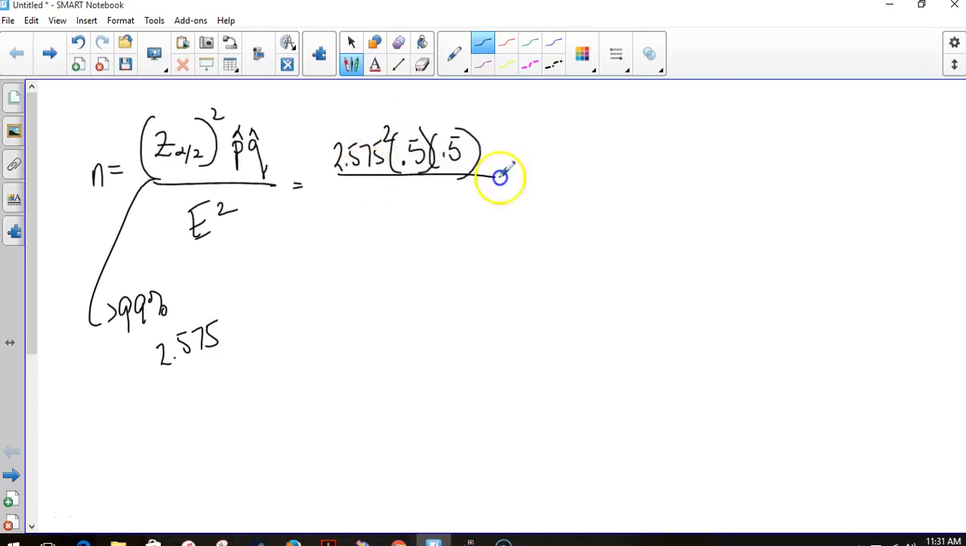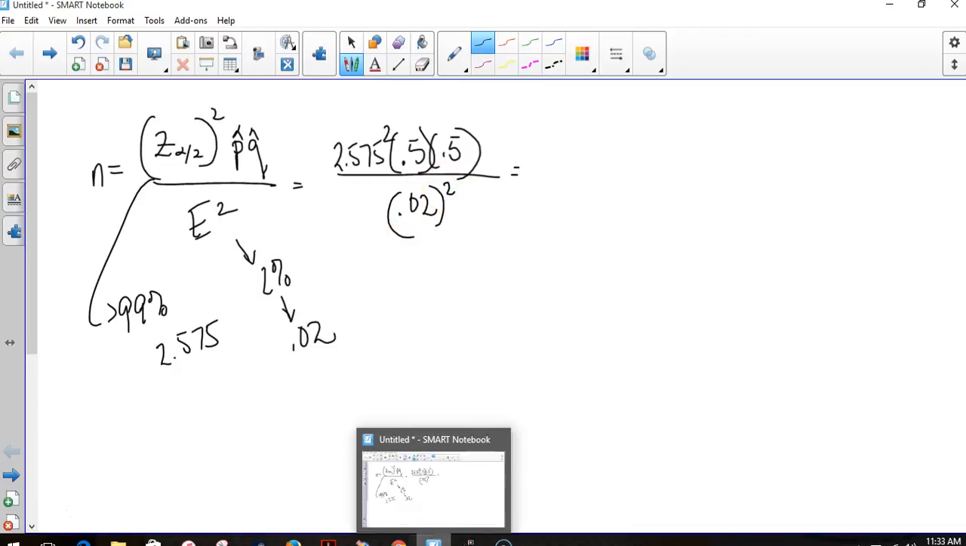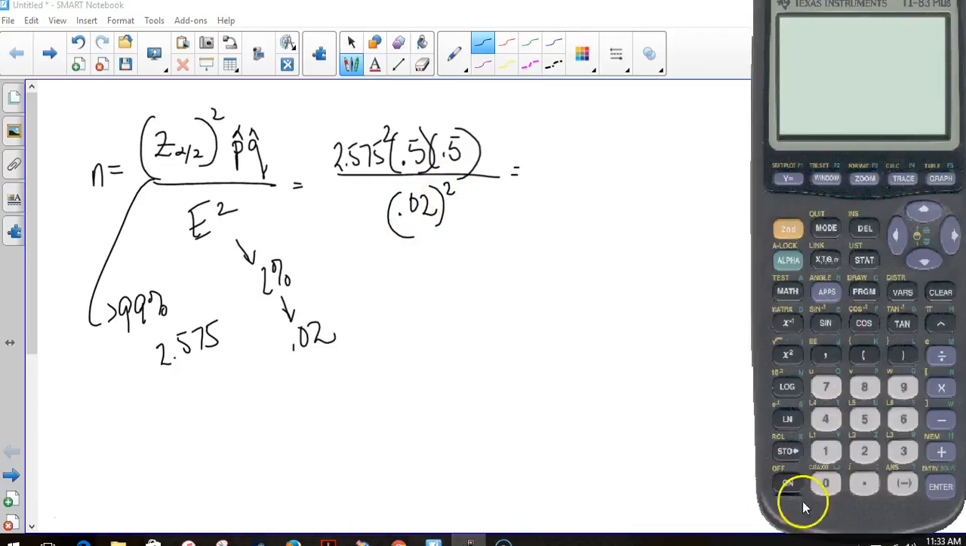Over my error squared, and what's a little tricky is that it's at 2 percentage points, so that's 2%. You cannot work with a percent, so we'll need to change it to a decimal, which is a 0.02. So I'm going to use my calculator to help me out with this. I have 2.575 squared times 0.25 divided by 0.02. That quantity squared, and I get 4144.